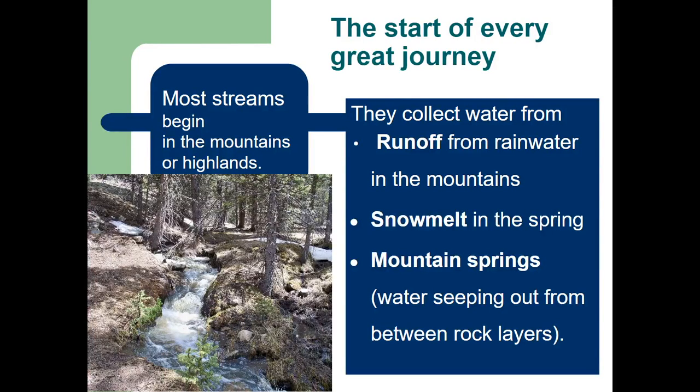So they collect the runoff from rainwater in mountains. So snow melt in the spring, mountain springs, water seeping out of or between rocks. That's just water sometimes just accumulated from snow. But yeah, you could actually jump the mighty Missouri or Mississippi River at its origin point, of course. There's probably no way you could do it here locally, so good times.